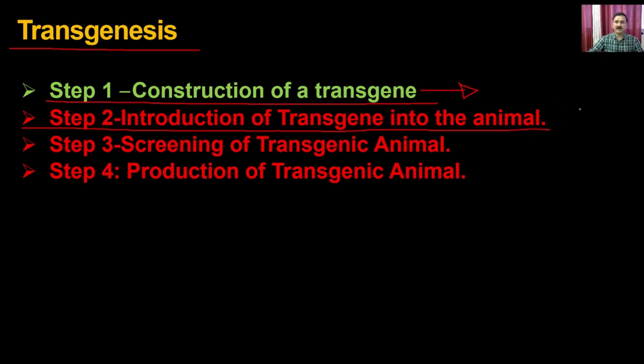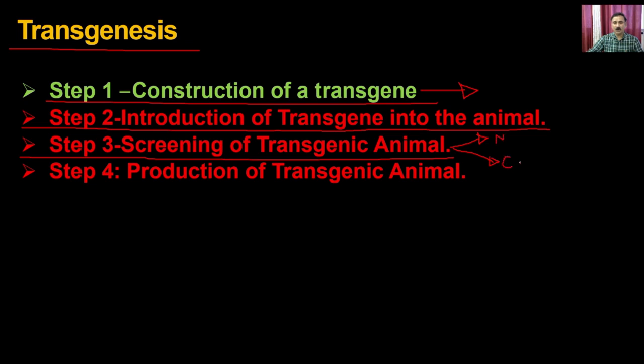That also has multiple options which you can explore, depending on the type of animal cell, as well as the type of vector and the transgene you are using. Third, once you have done that, you have to do the screening of transgenic animals, so that you can screen the animals which have received the gene and which have received the DNA into their nucleus.